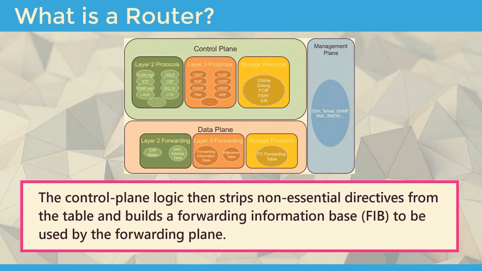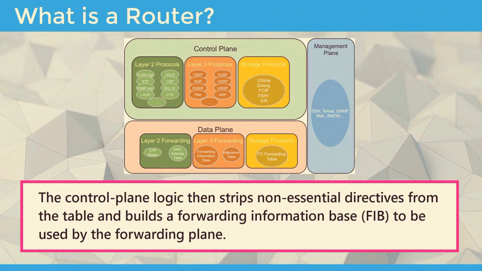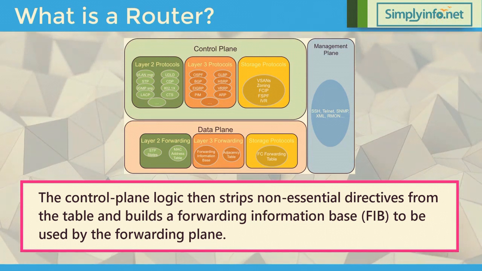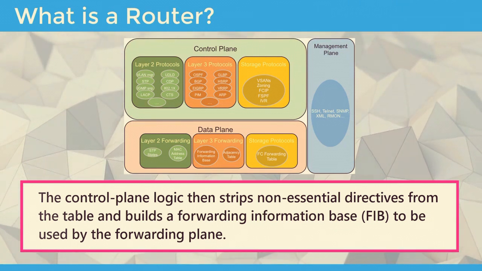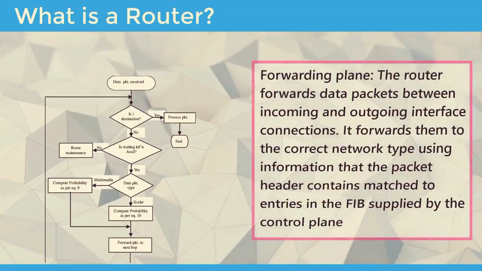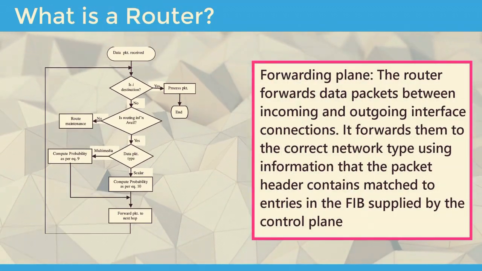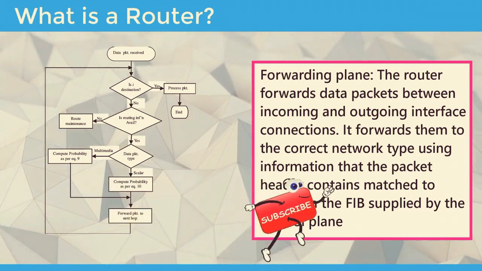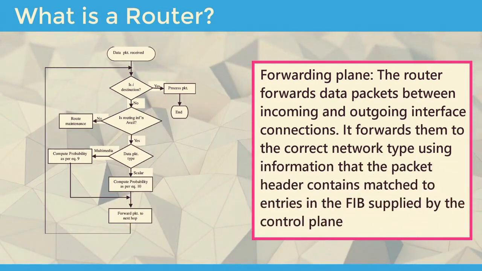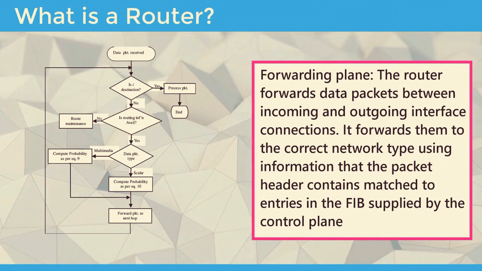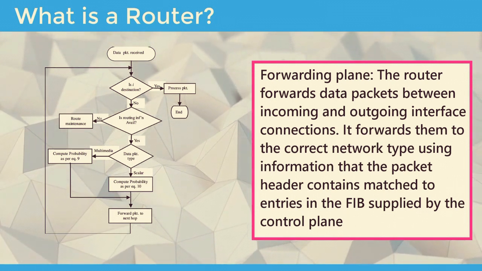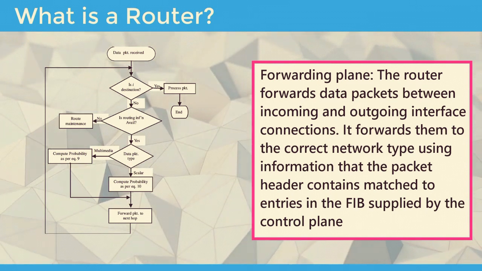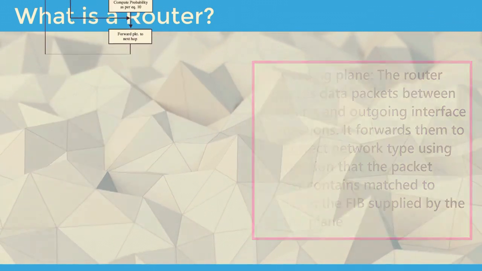The control plane logic then strips non-essential directives from the table and builds a forwarding information base to be used by the forwarding plane. Forwarding plane. The router forwards data packets between incoming and outgoing interface connections. It forwards them to the correct network type using information that the packet header contains matched to entries in the FIB supplied by the control plane.